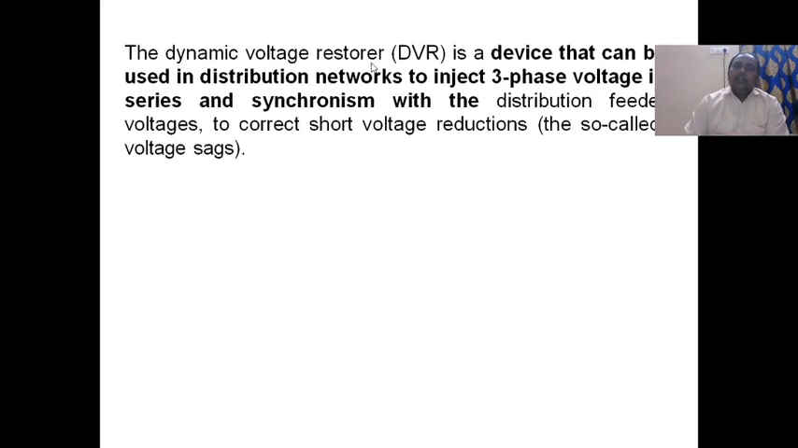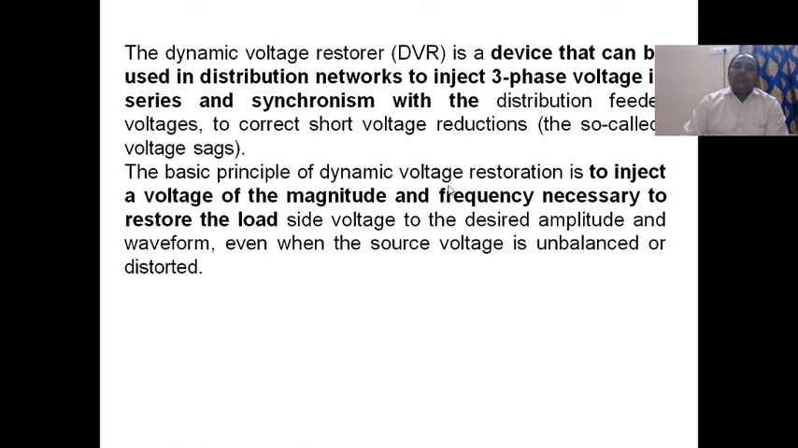The dynamic voltage restorer is a device that can be used in a distribution network to inject three-phase voltages in series and in synchronism with the distribution feeder voltages to correct short voltage reductions, the so-called voltage sags. The basic principle of dynamic voltage restoration is to inject a voltage of the magnitude and frequency necessary to restore the load side voltage to the desired amplitude and waveform, even when the source voltage is unbalanced or distorted.